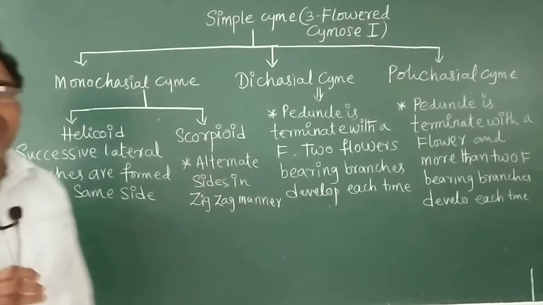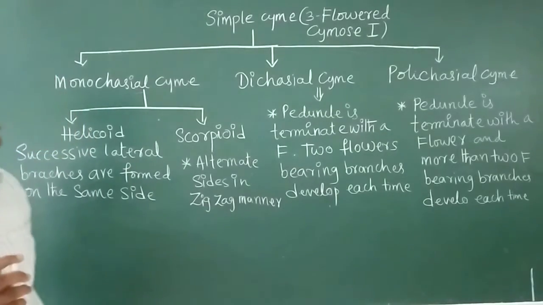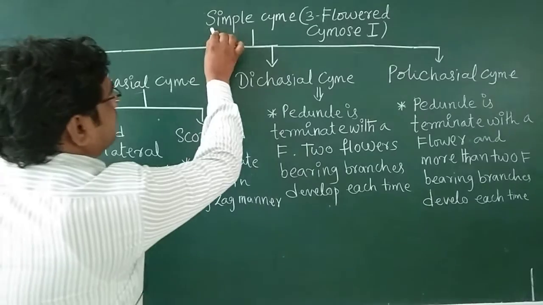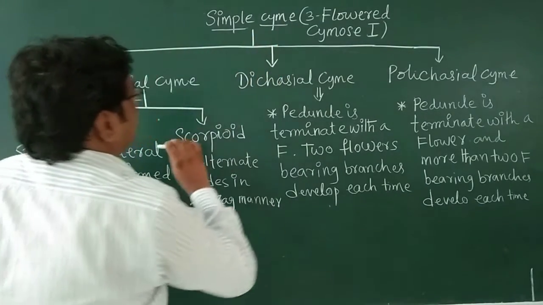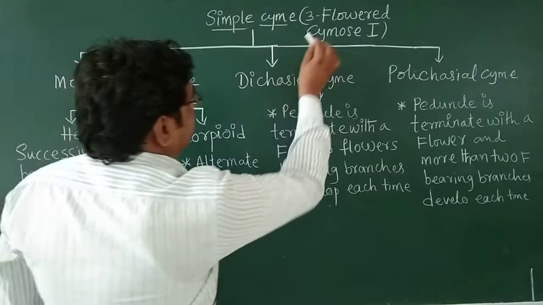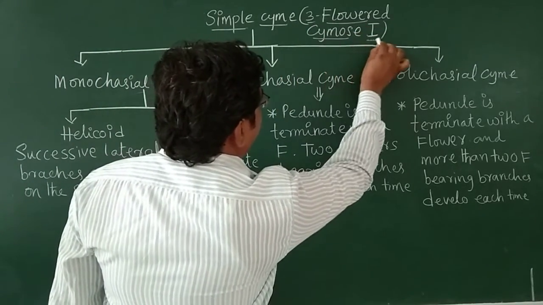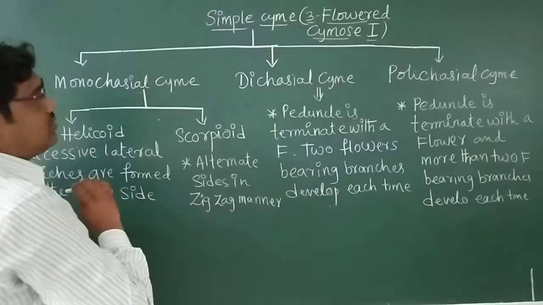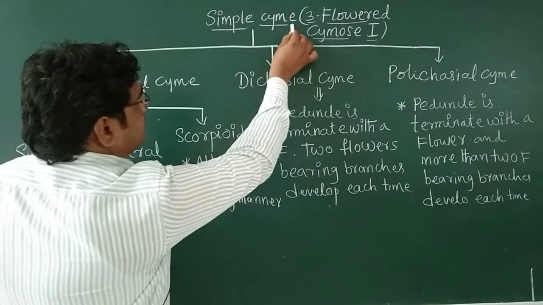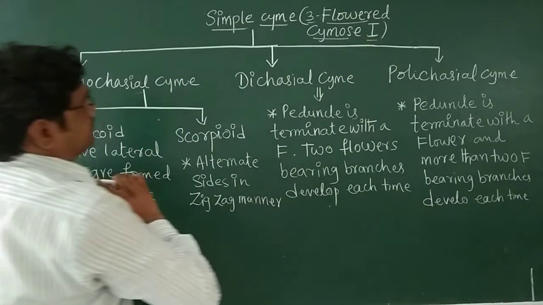Right. Today I am going to discuss the simple cyme. So here, this is the simple cyme. This simple cyme inflorescence is also known as three-flowered cymose inflorescence. So here, simple cyme is also known as three-flowered cymose inflorescence.